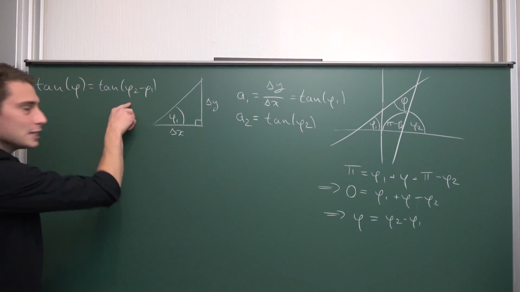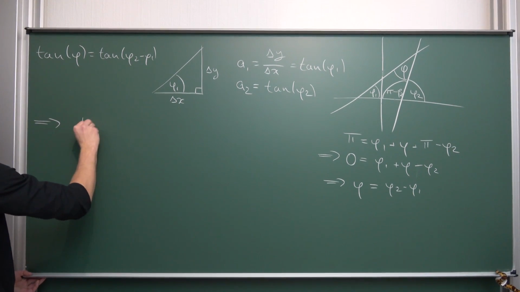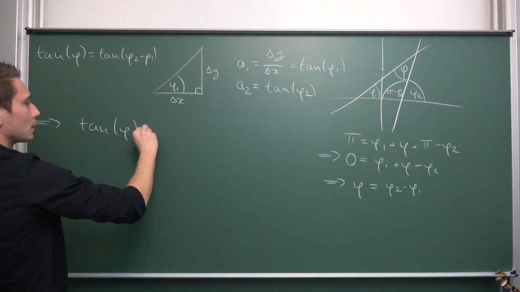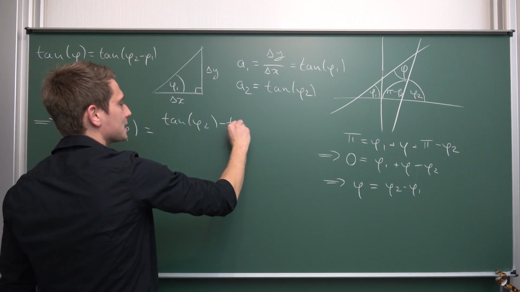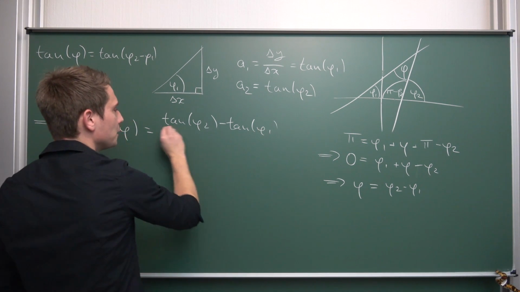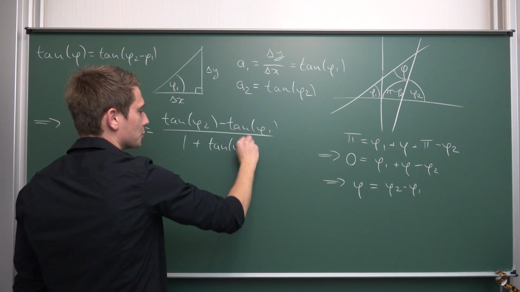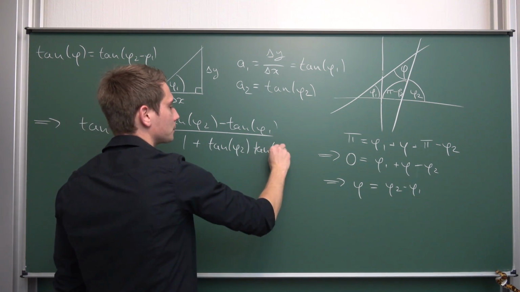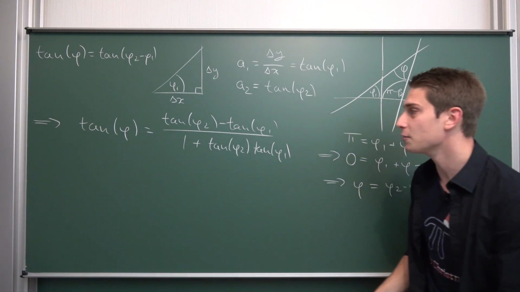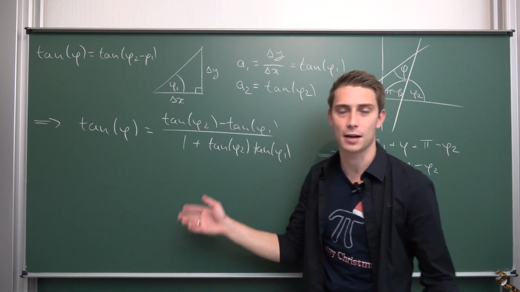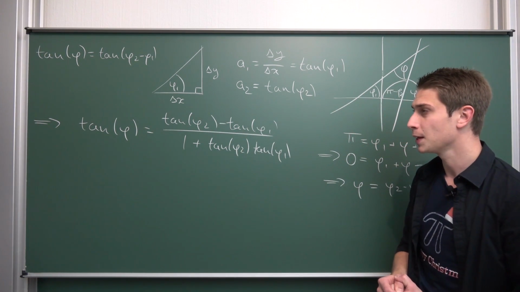The trigonometric addition formula for tangent of phi 2 minus phi 1 is going to be tangent of phi 2 minus the tangent of phi 1 divided by 1 plus the tangent of phi 2 times the tangent of phi 1. I know this might seem arbitrary, but it's something that you can derive, and you can use Mathematica or Wolfram Alpha, and it is going to spit out the same result overall.